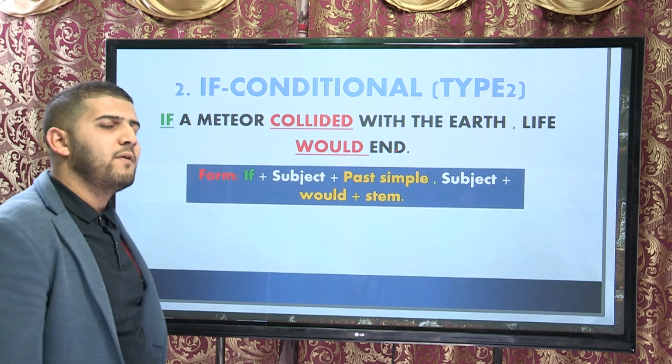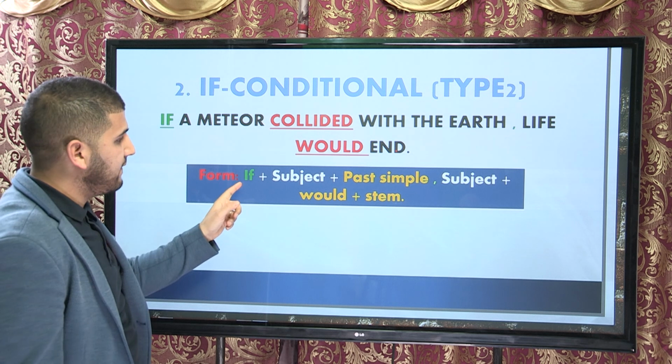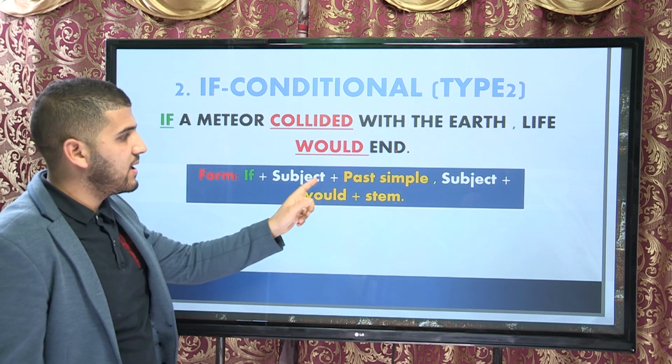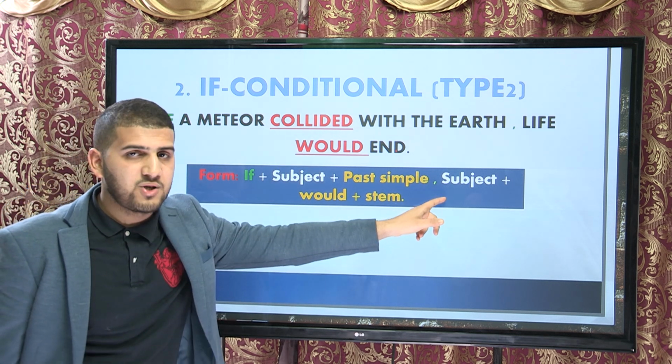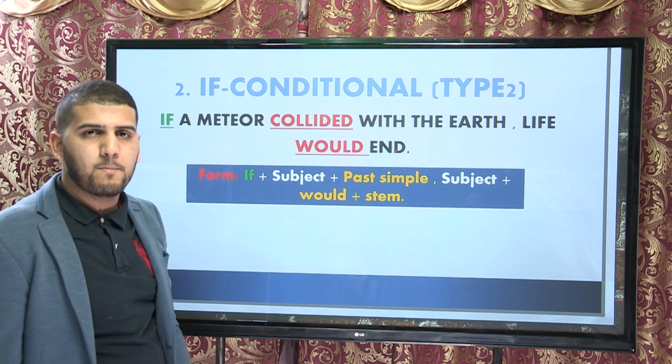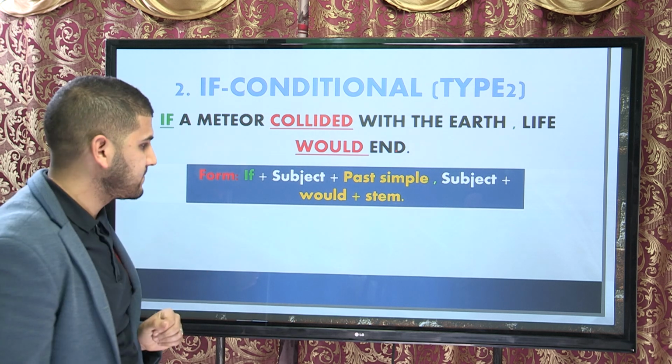The form of if conditional type 2 is as follows. If plus subject plus past simple, collided, comma, subject plus would plus stem. So this is the form of if conditional type 2.